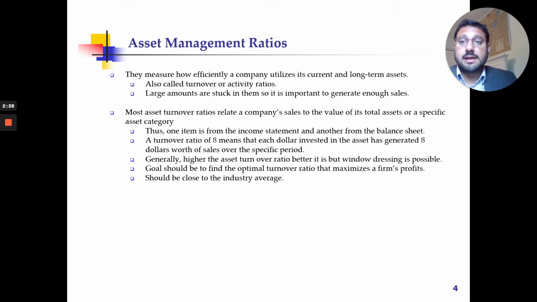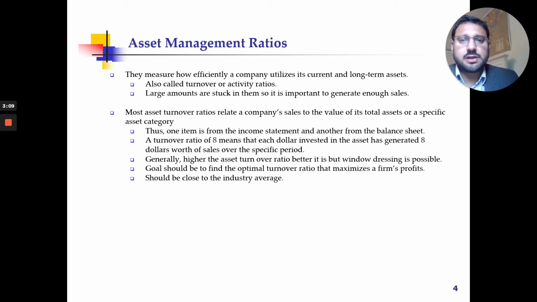So the asset management ratios measure how efficiently the company is utilizing its current and long-term assets. There is a lot of investment done in these assets, and if the company is not able to generate enough sales from them, then the company can be at the brink of bankruptcy. So it's important to see whether the company is efficiently utilizing these assets to generate sales. The purpose of having these assets is to generate sales, and this is what we want to see.